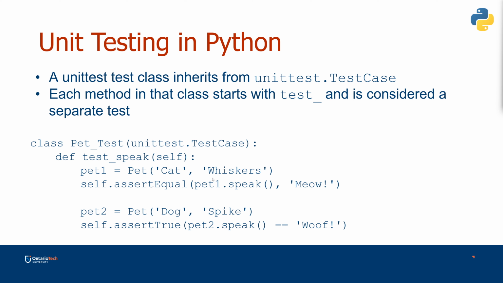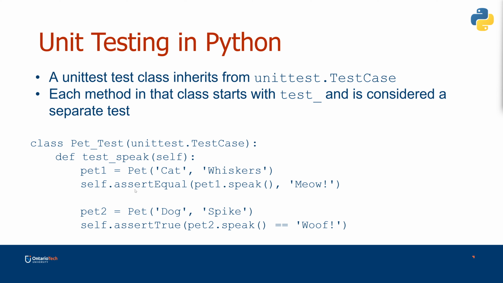I pass it a couple of things. This is probably like, what species is it? It's a cat. And what's the pet's name? Whiskers. And then what we do is we call pet1.speak, and presumably that returns something that the animal says, and then it compares it to this.